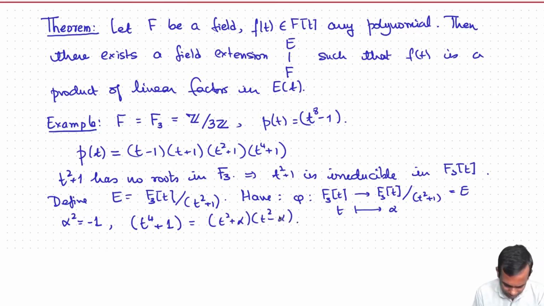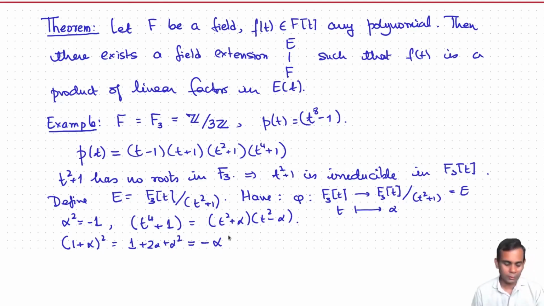Now if you just study this a little bit, you will see that if you take (1 + alpha) whole squared, then this is 1 + 2 alpha + alpha squared. But alpha squared is minus 1, so this is equal to 2 alpha, but 2 alpha is equal to minus alpha because 2 is equal to minus 1 in F3. So (1 + alpha) squared is equal to minus alpha, and similarly you can compute to show that (minus 1 + alpha) squared is equal to alpha.